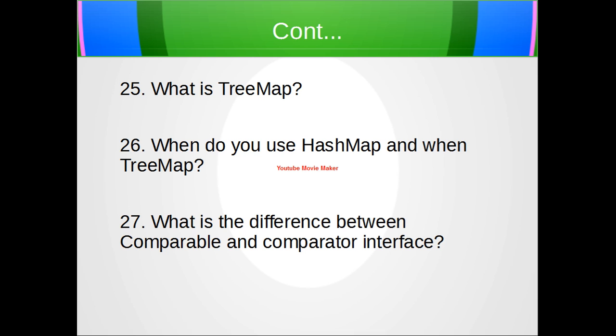So the next question is, when do you use hash map and when do you use a tree map? For inserting, deleting, and locating elements in a map, the hash map offers the best alternative. If however you need to traverse the keys in a sorted order, then tree map is your best alternative. Depending upon the size of your collection, it may be faster to add elements to a hash map, then convert the map to a tree map for sorted key traversal.